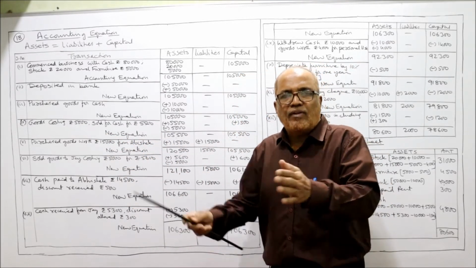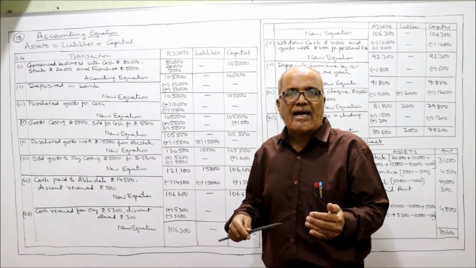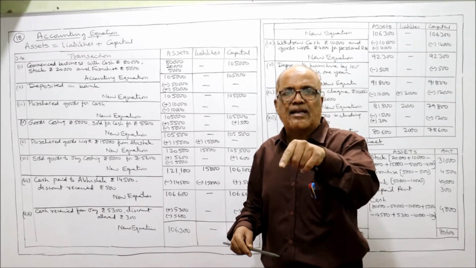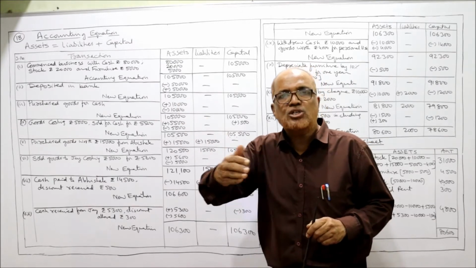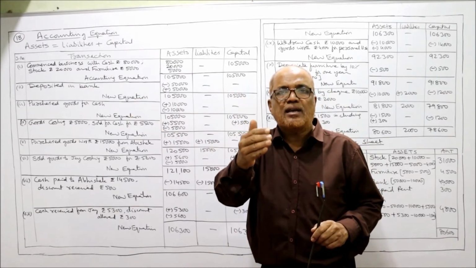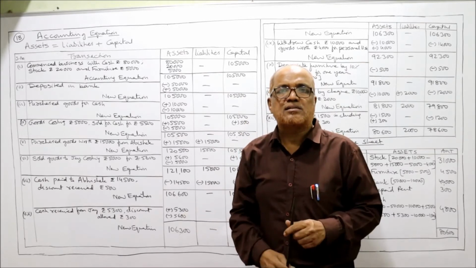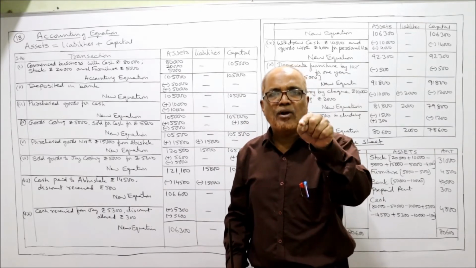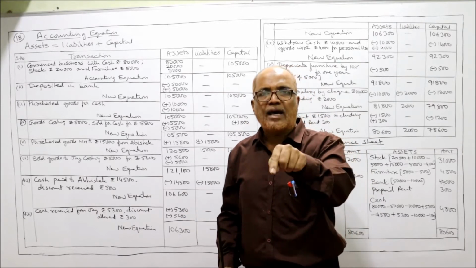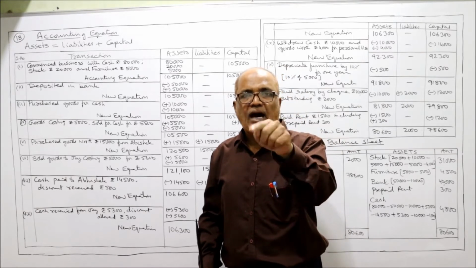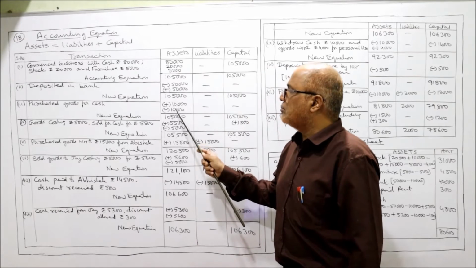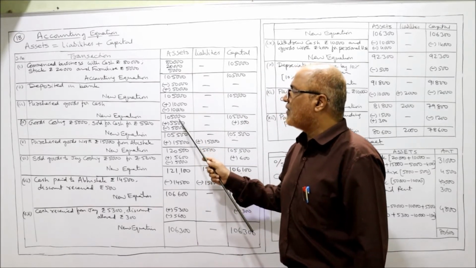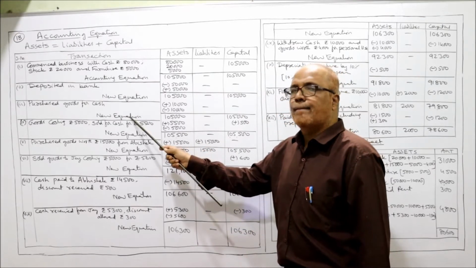Next one, purchased goods for cash. Now imagine, when we purchase goods for cash, one asset is coming in, the other asset is decreasing. Goods are coming in, cash is going out, and goods and cash both are assets. So again the impact will be on the asset side only. One asset, stock, increases, the other asset, cash, decreases. So plus 10,000 minus 10,000, and the new equation remains 1,05,000.